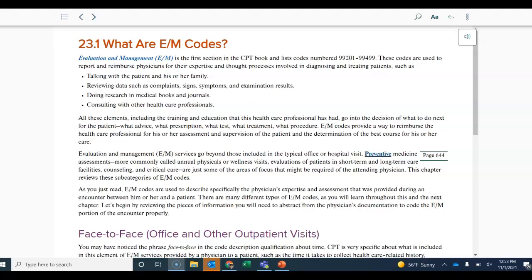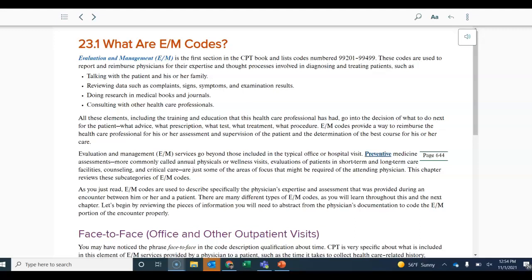So E&M stands for Evaluation and Management. Even though they start with 9, remember CPT codes are five digits, five numbers. But because every single specialty uses them, they're in the front of the book. E&M codes are used for the physician to get reimbursed for his or her time to review test results, review medical records, see the patient, do the exam, come up with a diagnosis and a plan to treat the patient. That's what E&M codes are paying for.